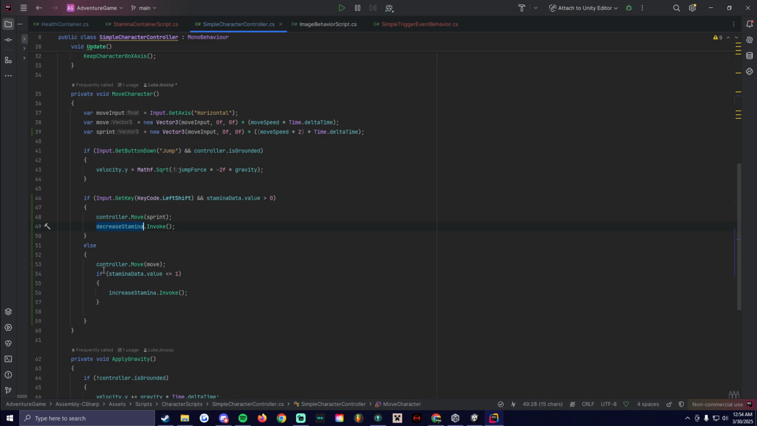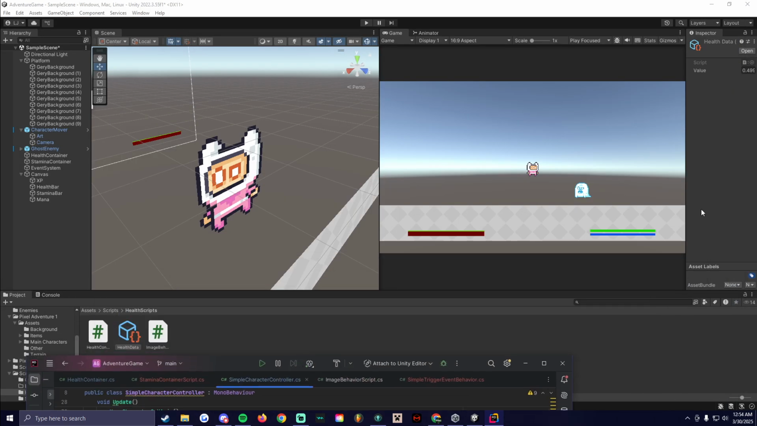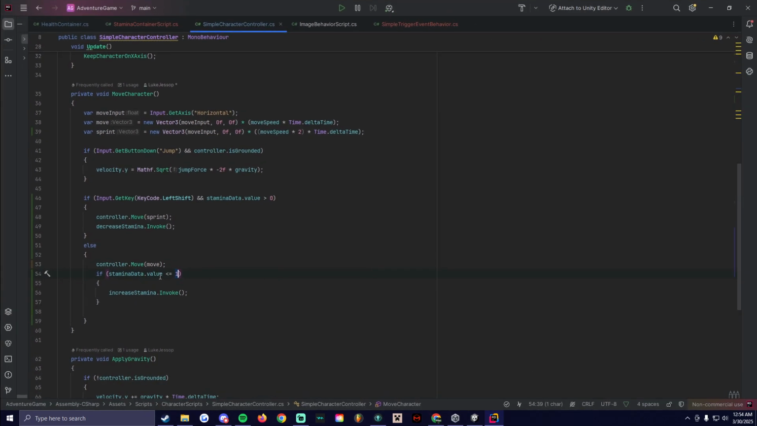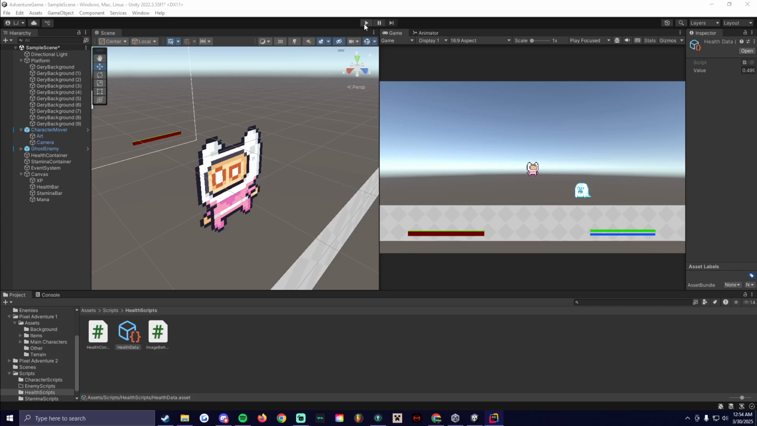And then when I am not using sprint, it checks if the stamina is less than 1, because I ran into problems when this was any greater than 1, because I think this operates off of a percentage. So I set it to 1. Right, I set the cap to 1, basically, is what's going on here. And then I increase the stamina until it reaches 1.